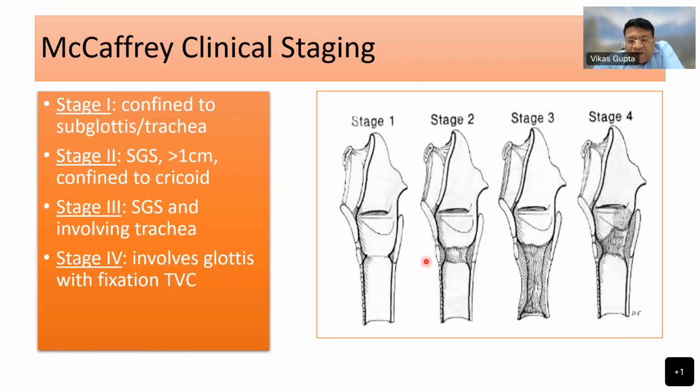So stage 1 is confined to the subglottis or trachea, that means the stenosis is only in the subglottis or the trachea. This is the cricoid, and this is your small stenotic segment. If it involves more than 1 centimeter, but is confined to the cricoid, it is stage 2. If it goes down and involves the trachea, it is stage 3. If it goes up and involves the glottis, it is stage 4.